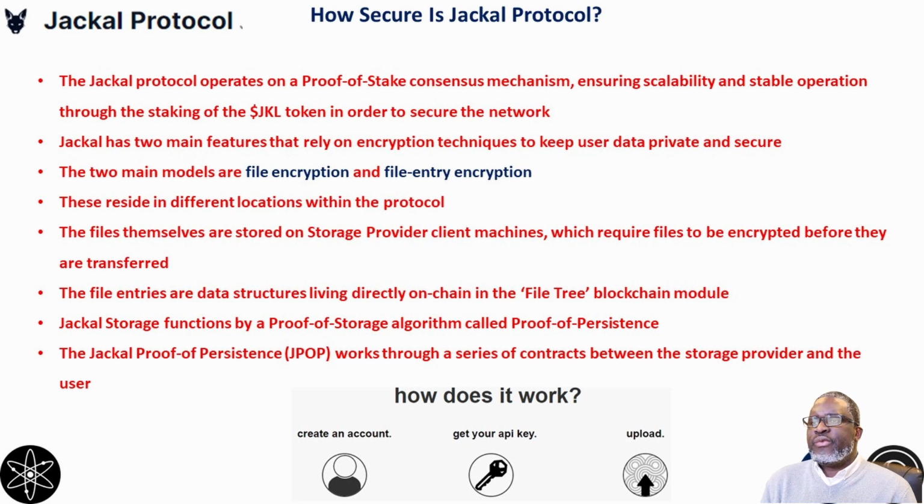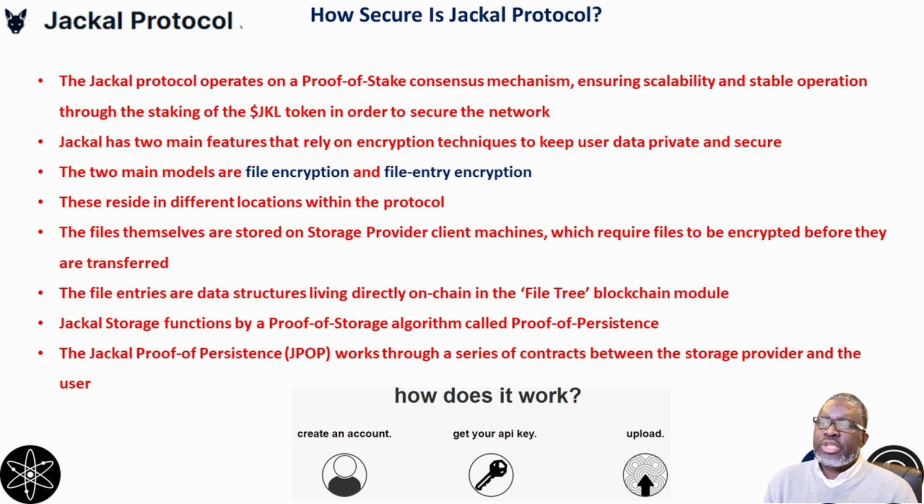JKL has two main features that rely on encryption techniques to keep user data private and secure. The main modules are file encryption and file entry encryption. These reside in different locations within the protocol. The files themselves are stored on storage provider client machines, which require files to be encrypted before they are transferred to those client machines. The file entries are data structures living directly on-chain in the file tree blockchain module, again needing to be encrypted on the client's device before being sent to the blockchain.